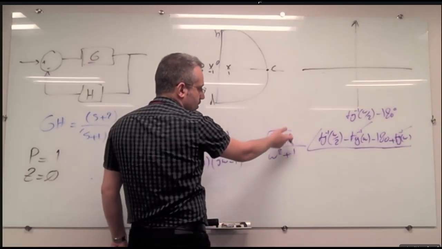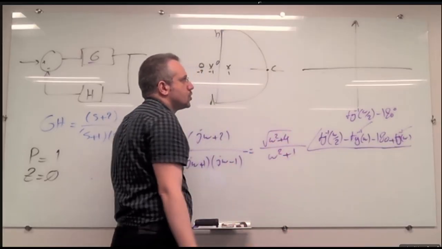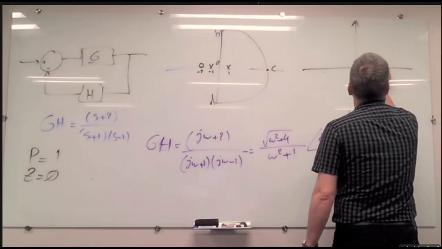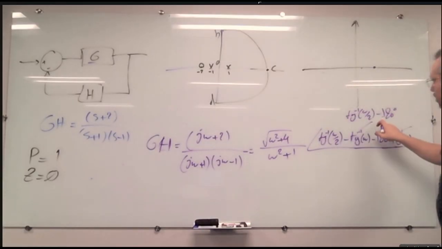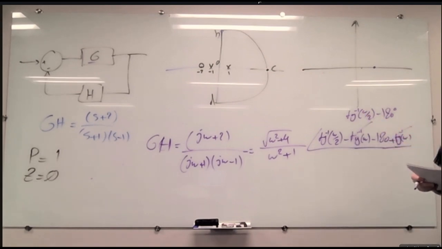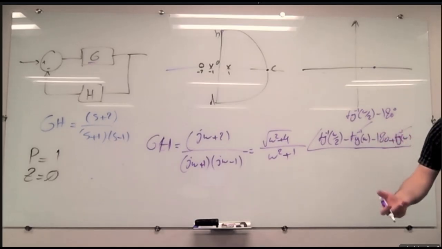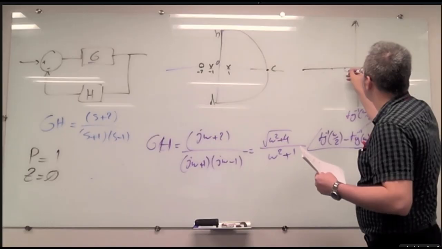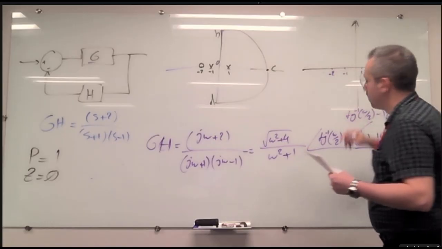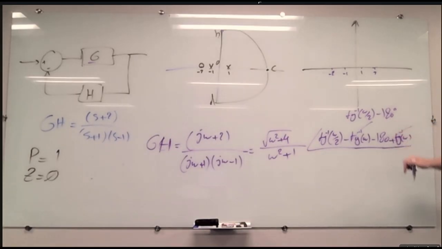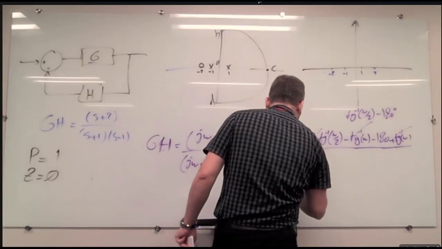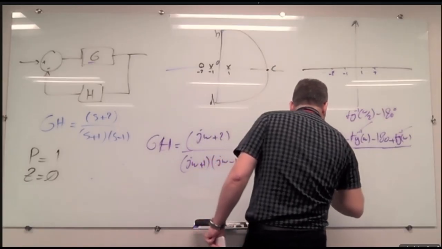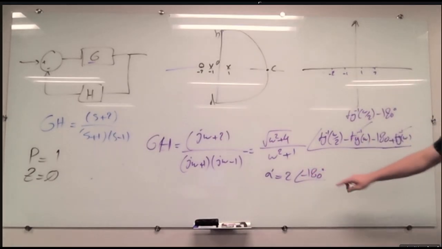Now, for A, the omega is 0. If omega is 0, it's the square root of 4 over 1, which is 2. So we are going to have 1, 2 here. And the angle is tan inverse of 0, which is 0, minus 180, which is minus 180, which overall in A prime we are going to have 2 at minus 180. Where is this point?